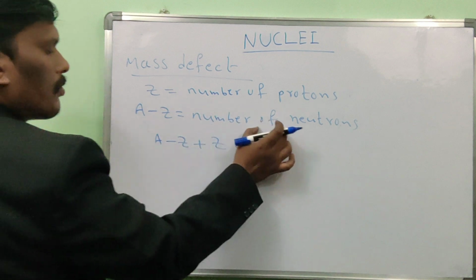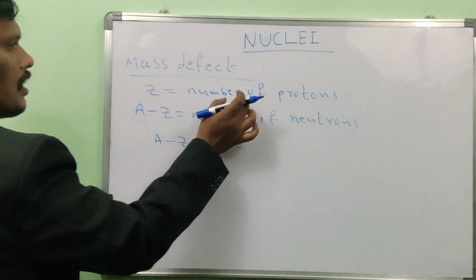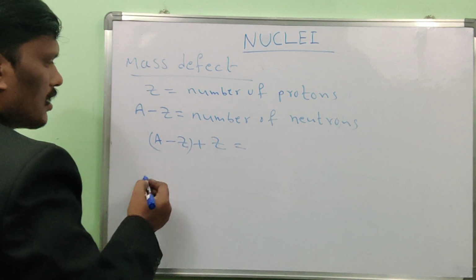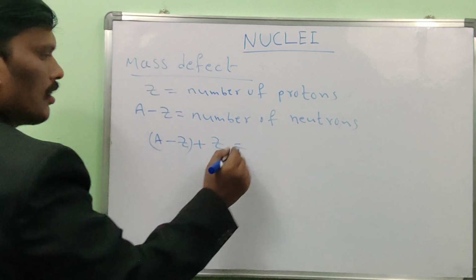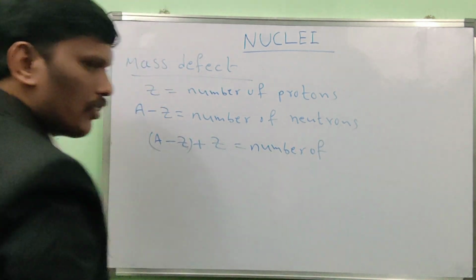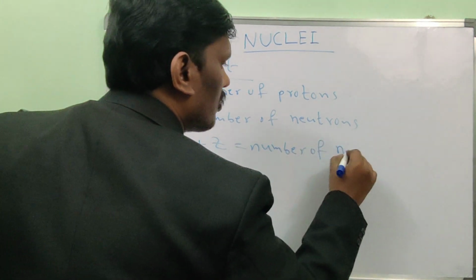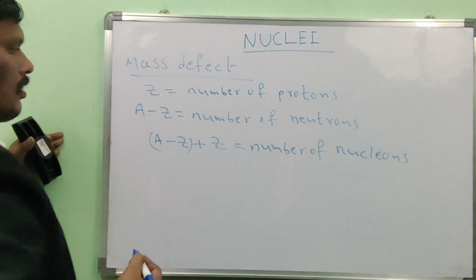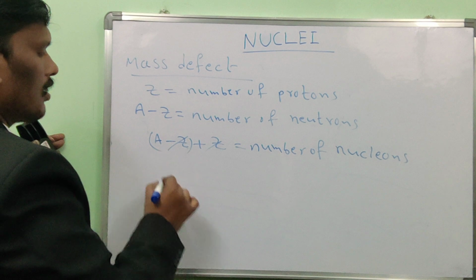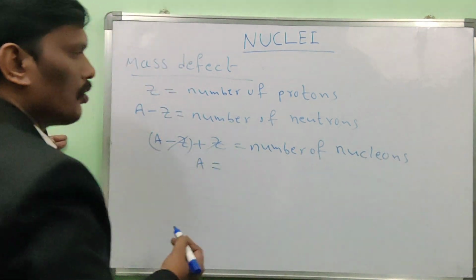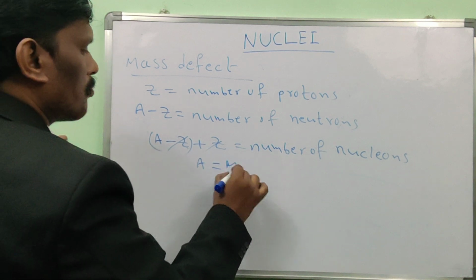A minus Z is the number of neutrons inside the nucleus. Z is the number of protons inside the nucleus. Then A minus Z plus Z is the total number of nucleons inside the nucleus. So minus Z plus Z cancel. That is what we call A. So A is equal to the total number of nucleons. That is what we call the mass number.